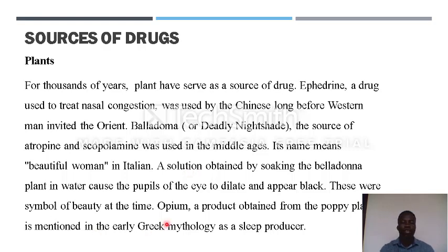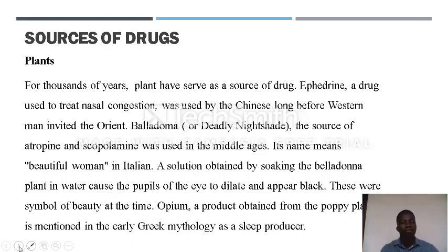Opium is obtained from the poppy plant. All these opioid drugs that people take in order to sleep, or in order to gain some kind of satisfaction that sometimes people abuse, are derived from opium. So plants have been a source of drugs ever since.